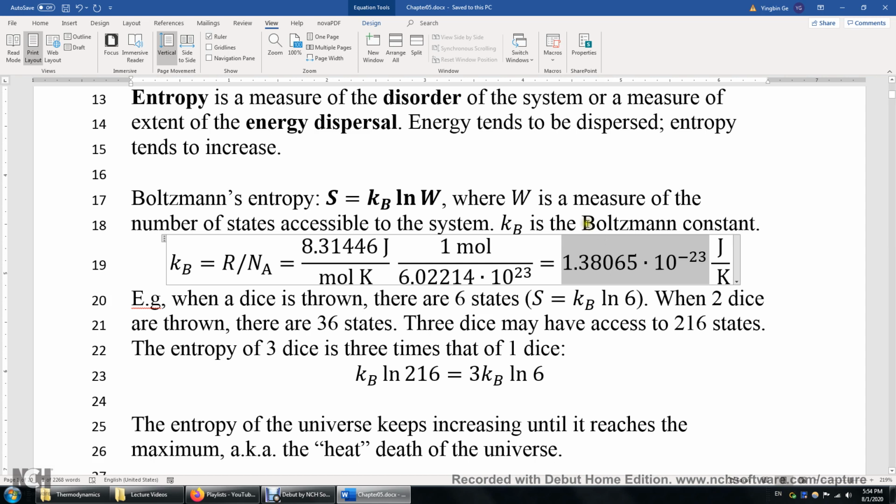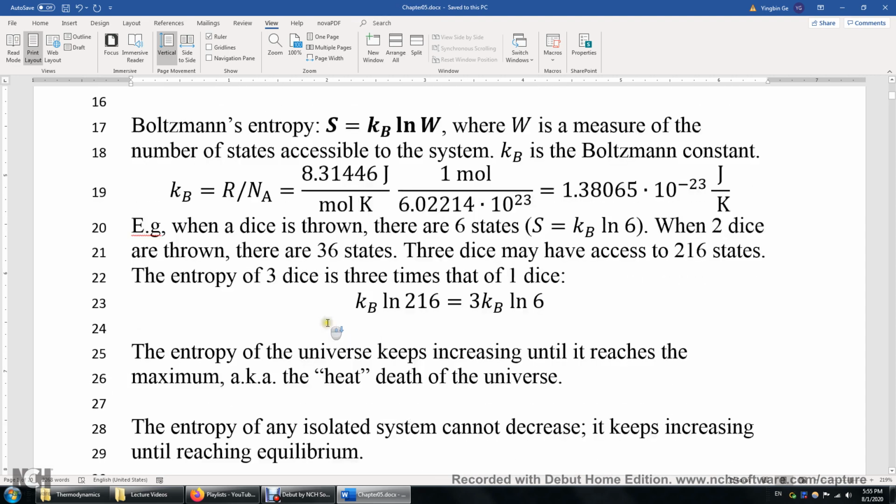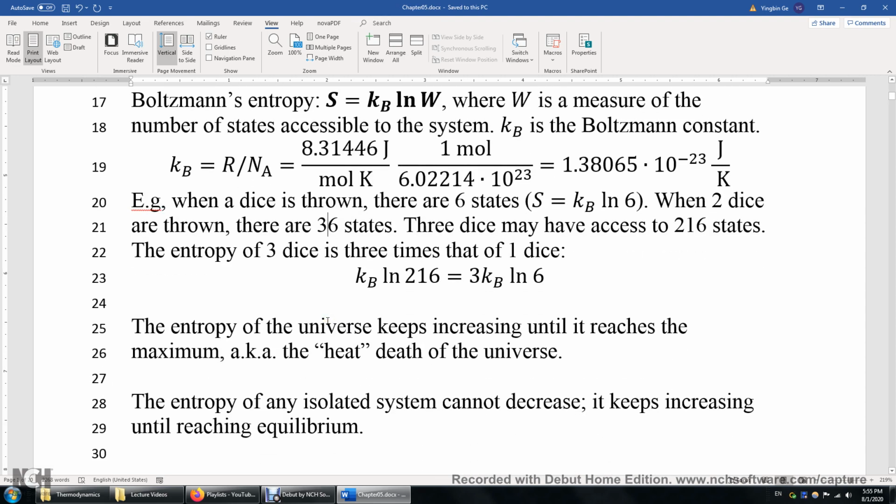So how can we understand the number of states accessible to the system? Let me give you one example. When a dice is thrown, there are 6 possible states. The entropy is thus Kb times Ln6. When 2 dice are thrown, there are 36 states, 6 times 6. 3 dice, 216 states. That's 6 to the power of 3. So the entropy of 3 dice is 3 times that of 1 dice, because the logarithm of 216 is 3 times the logarithm of 6.